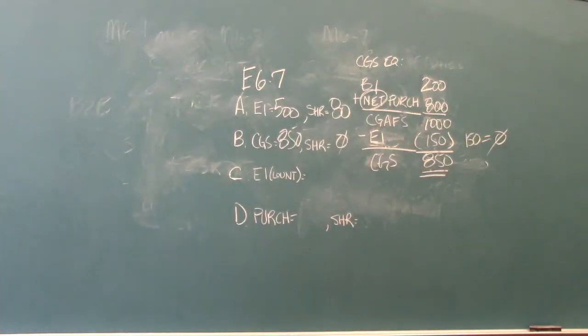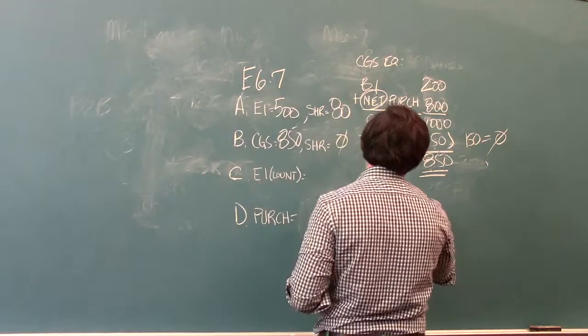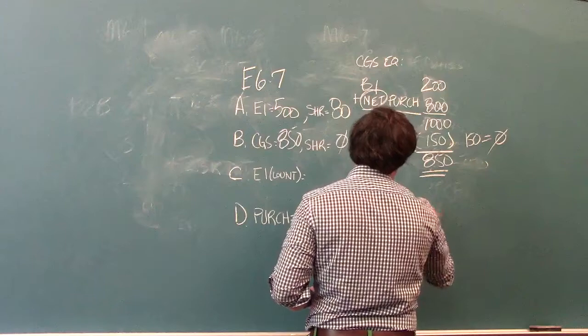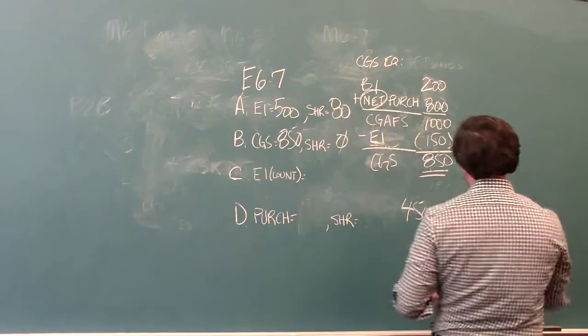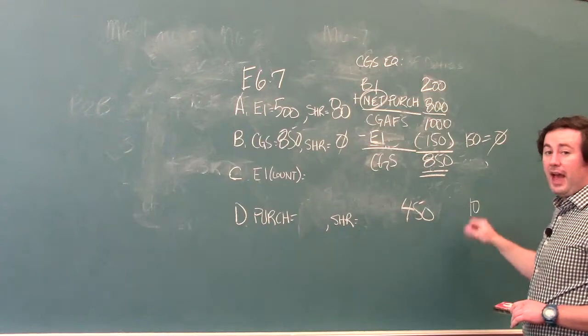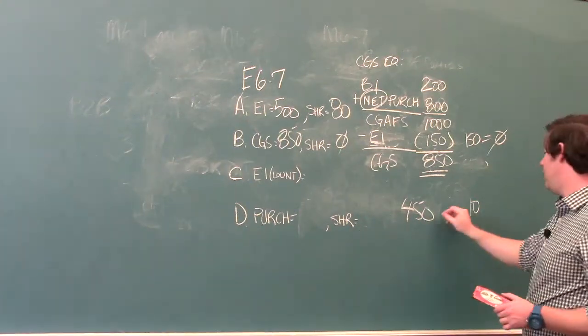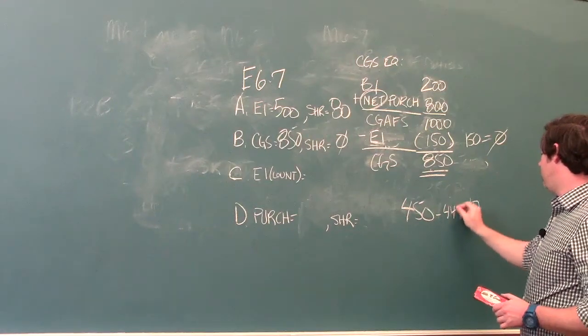On C, it gives us all the information except for the ending inventory that is counted, but it tells us that our shrinkage is 10. Well, if the ending inventory that we have calculated was 450, and our shrinkage was 10, meaning that we actually had 10 less than what we calculated, right? We must have had 440.